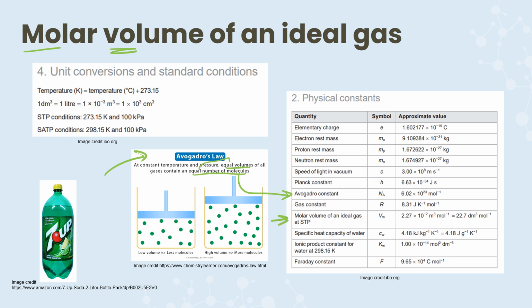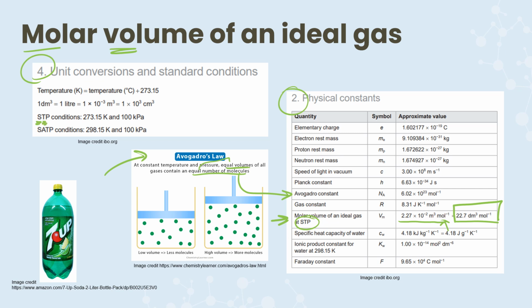and that constant is given to us right here. The molar volume of an ideal gas at STP is equal to 2.27 times 10 to the negative 2 cubic meters per mole, or 22.7 cubic decimeters per mole. We're going to use this one a little bit more frequently, but note that this one also exists. And it's all given to us in section 2 of our data booklet. But what even is STP? STP is given to us in section 4 of that same data booklet.